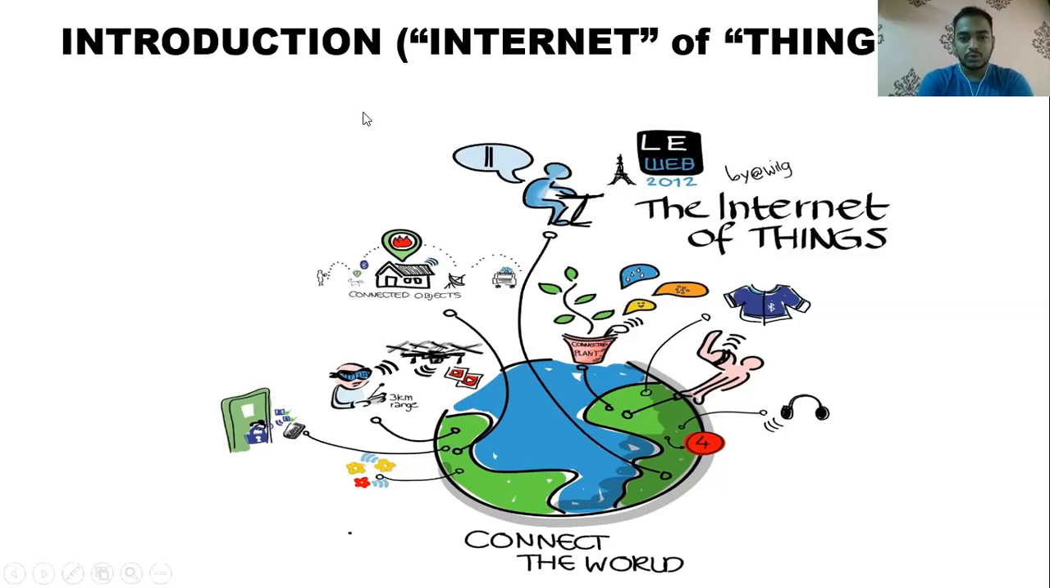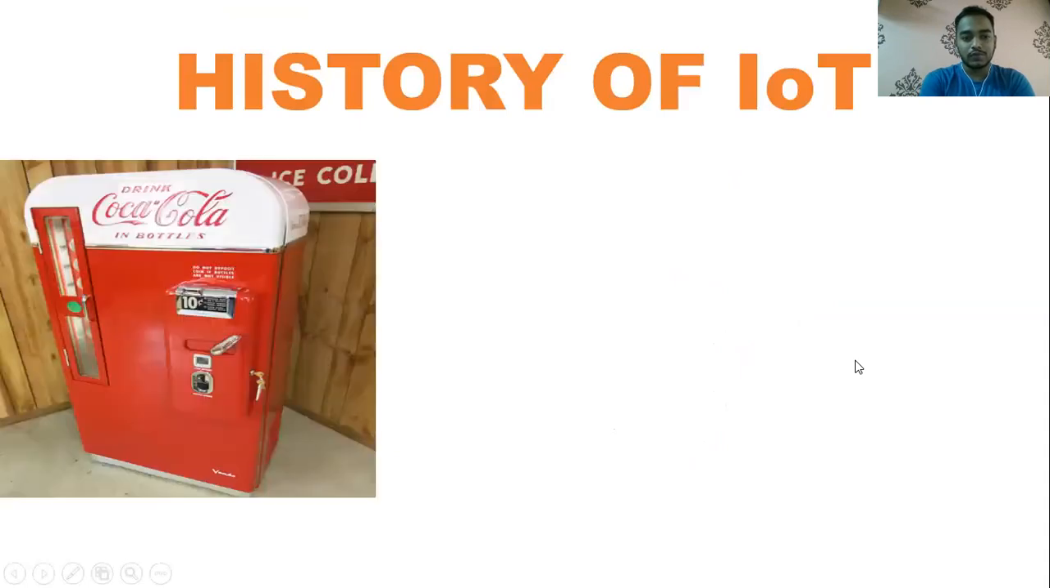The next point is about the history of IoT. If you want to make an efficient technology, it is very hard for a single person to make a technology like IoT. There are many scientists who gave their precious contribution to IoT, so we will see them one by one.